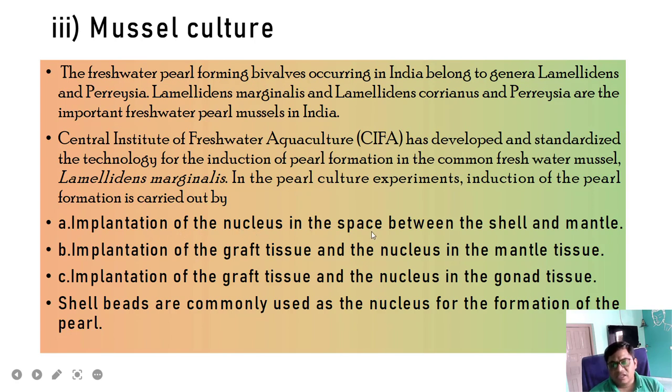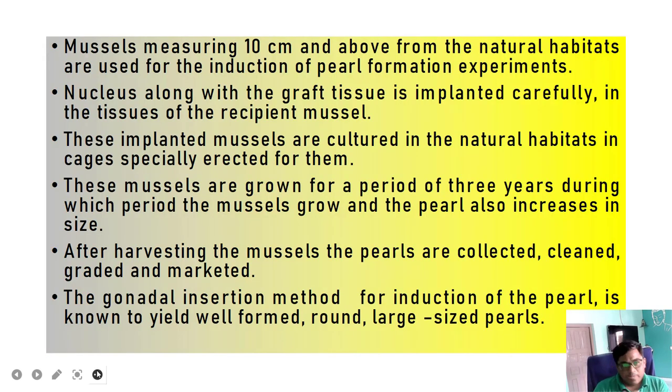of the nucleus in the space between the shell and mantle, then the implantation of the graft tissue and the nucleus in the mantle tissue, then the implantation of this graft tissue and the nucleus in the gonad tissue. Then the shell beds are commonly used as the nucleus for the formation of the pearl. So see, the mussels measuring 10 cm and above from the natural habitats are used for the induction of pearl formation experiments.